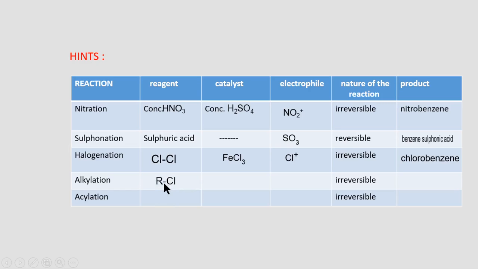Next, when we consider alkylation, alkyl chloride is the reagent and the catalyst is aluminum chloride and the electrophile is R plus, that is alkyl carbonium ion, and alkyl benzene is the product. When we consider acylation, RCOCl, acyl chloride is the reagent, again anhydrous aluminum chloride is the catalyst and the electrophile is nothing but RCO plus. And the reaction is irreversible and the product is found to be acyl benzene.